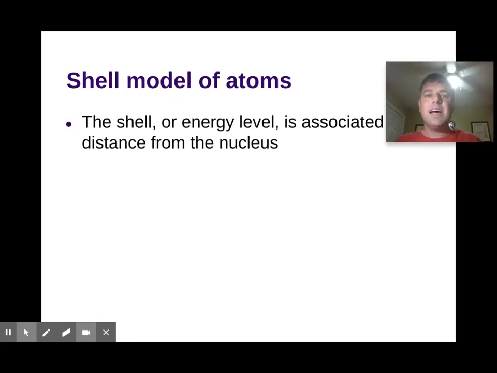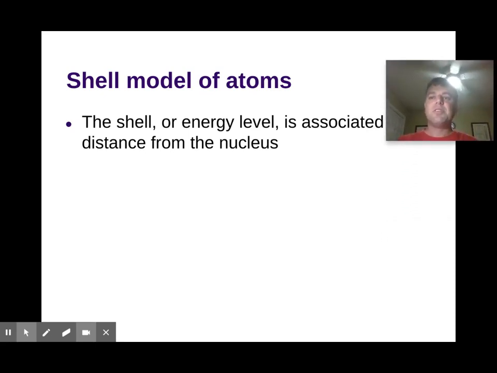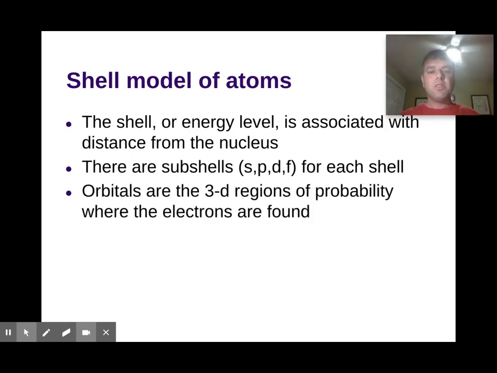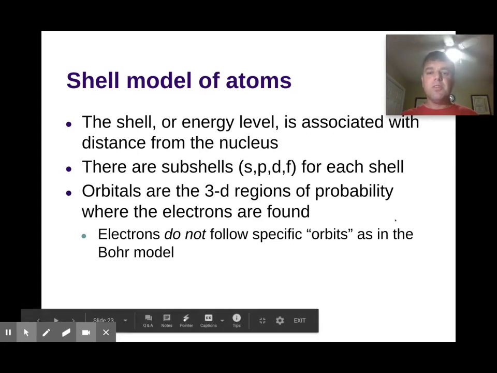So the shell model of atoms. Shells or energy levels are associated with distance from the nucleus. And each shell can have different subshells or sublevels, which are symbolized with the letters S, P, D, and F. And then there are orbitals, which are the three-dimensional regions of probability where you actually find the electrons. Just keep in mind that unlike the Bohr model, where electrons move in little circles around the atom like planets around the sun, electrons don't follow specific paths. They just have these regions of probability where they're likely to be found, which are called orbitals.